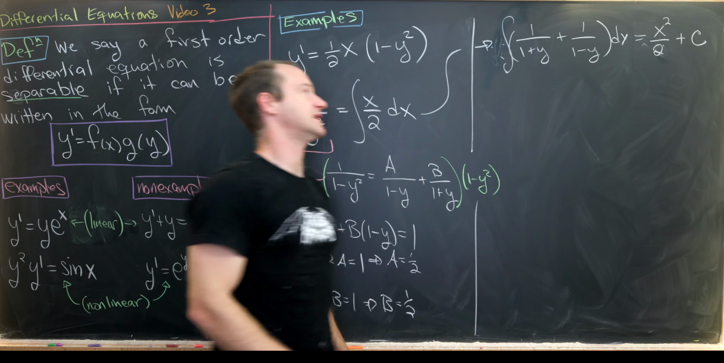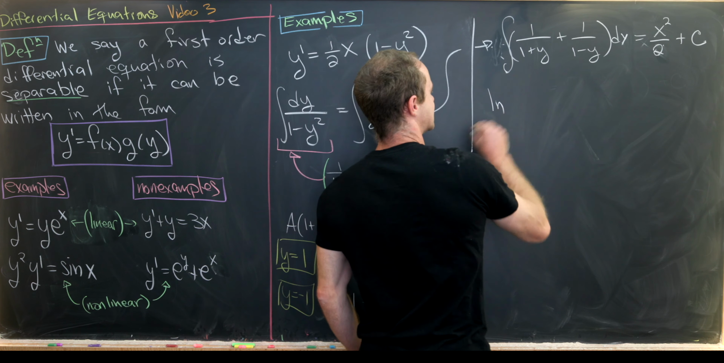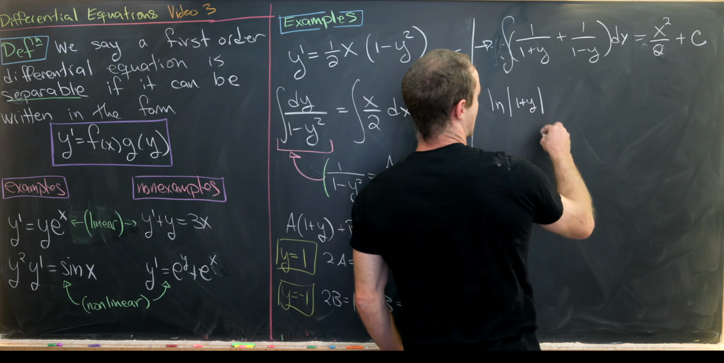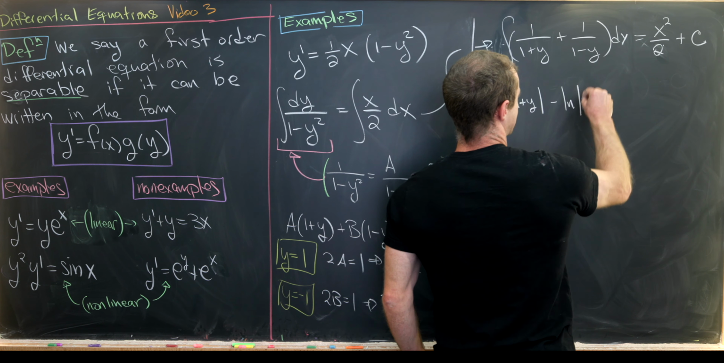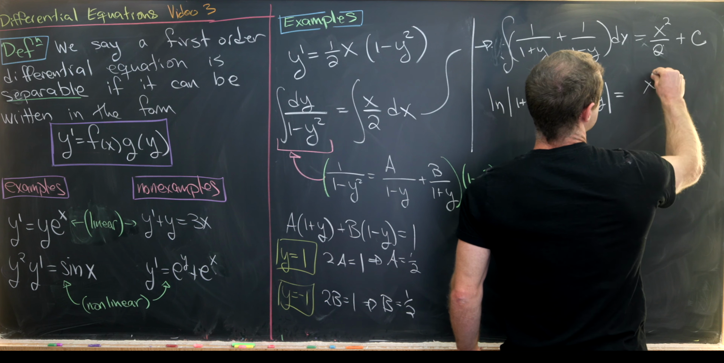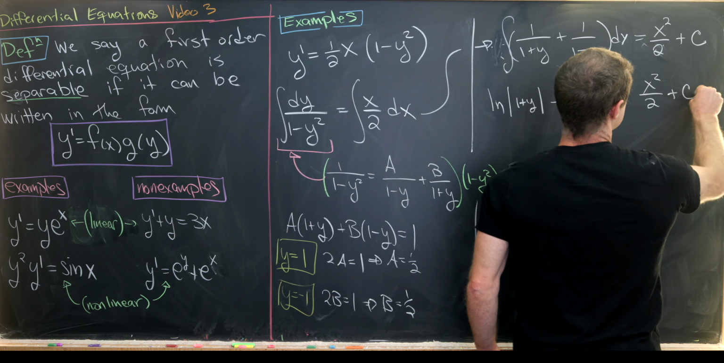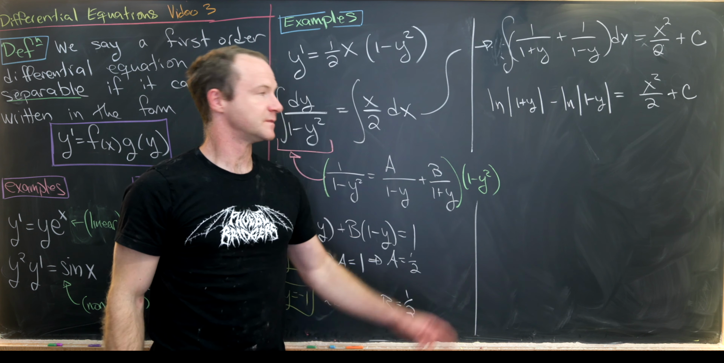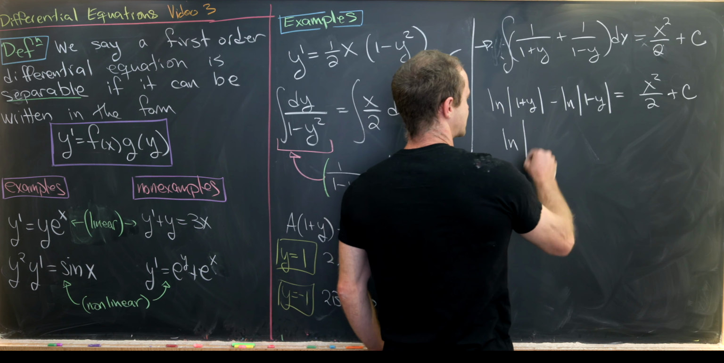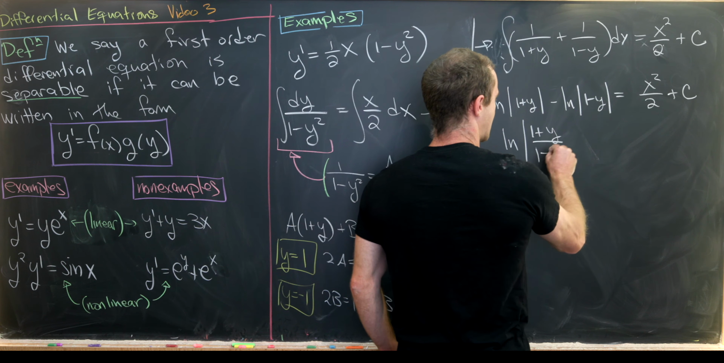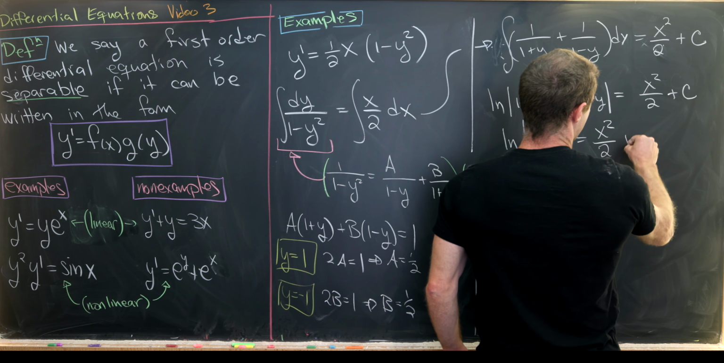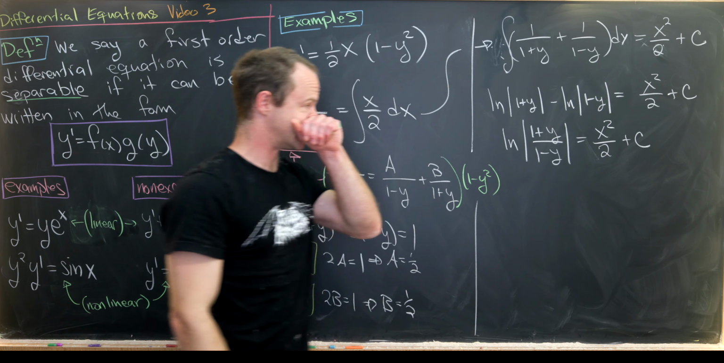But now we can take the antiderivative here. That's going to give us the natural log of the absolute value of 1 plus y minus the natural log of the absolute value of 1 minus y equals x squared over 2 plus some constant. But now we can use log rules to put this together. That's going to give us the natural log of the absolute value of 1 plus y over 1 minus y equals x squared over 2 plus some constant.